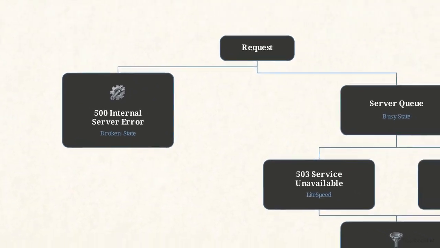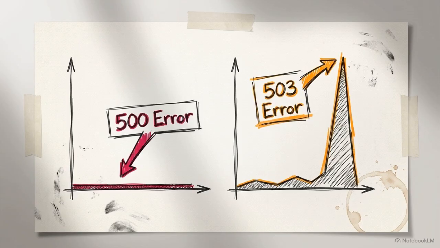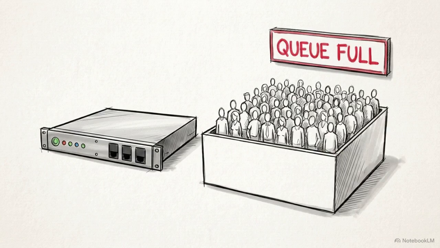Now look at the right side of our diagnostic map, the 503 and 508 errors. These two errors exhibit entirely different behavior. They appear exclusively during sudden traffic spikes and vanish when visitor count drops. Your code is completely safe. The server is healthy, but its internal concurrency queue is maxed out.